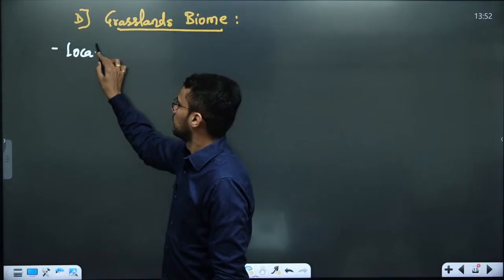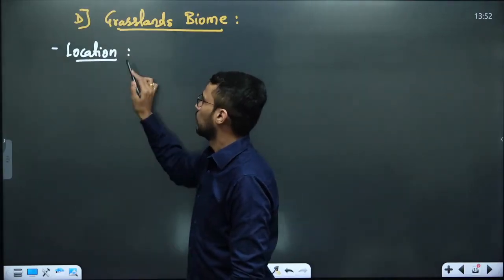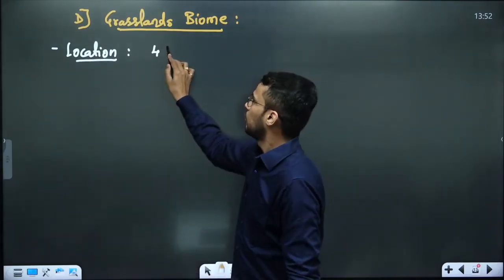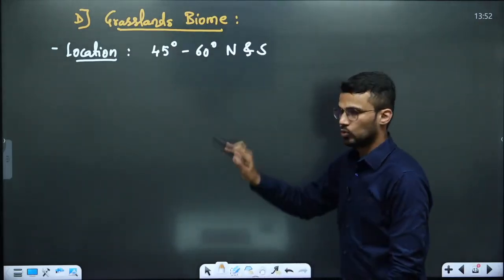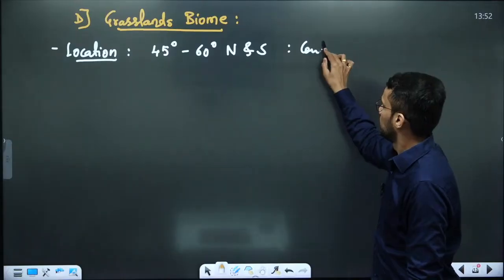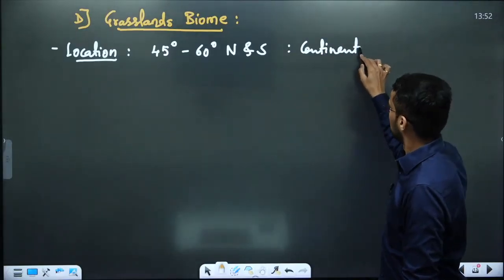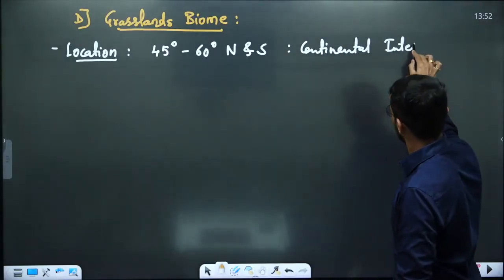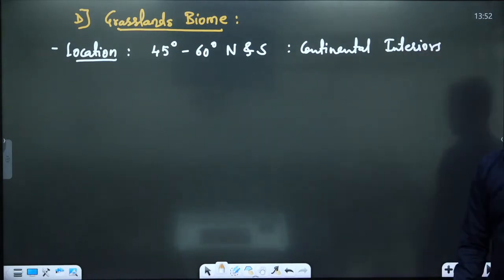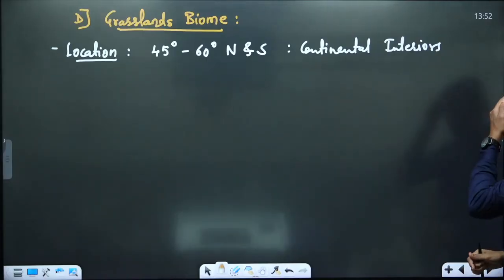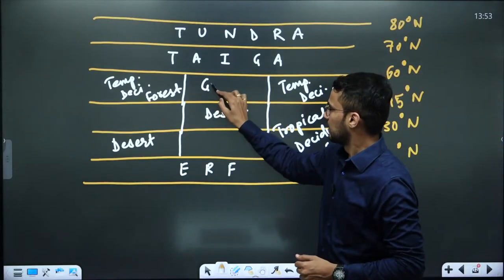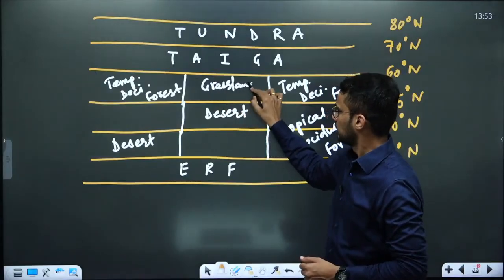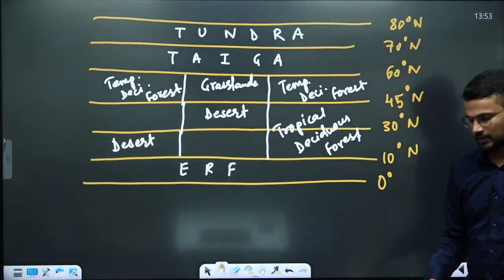Location. What is the location? Location is 45 to 60 degree north and south, where continental interiors, right? 45 to 60 degree north and south continental interiors. Okay, that means this is grasslands. Okay.